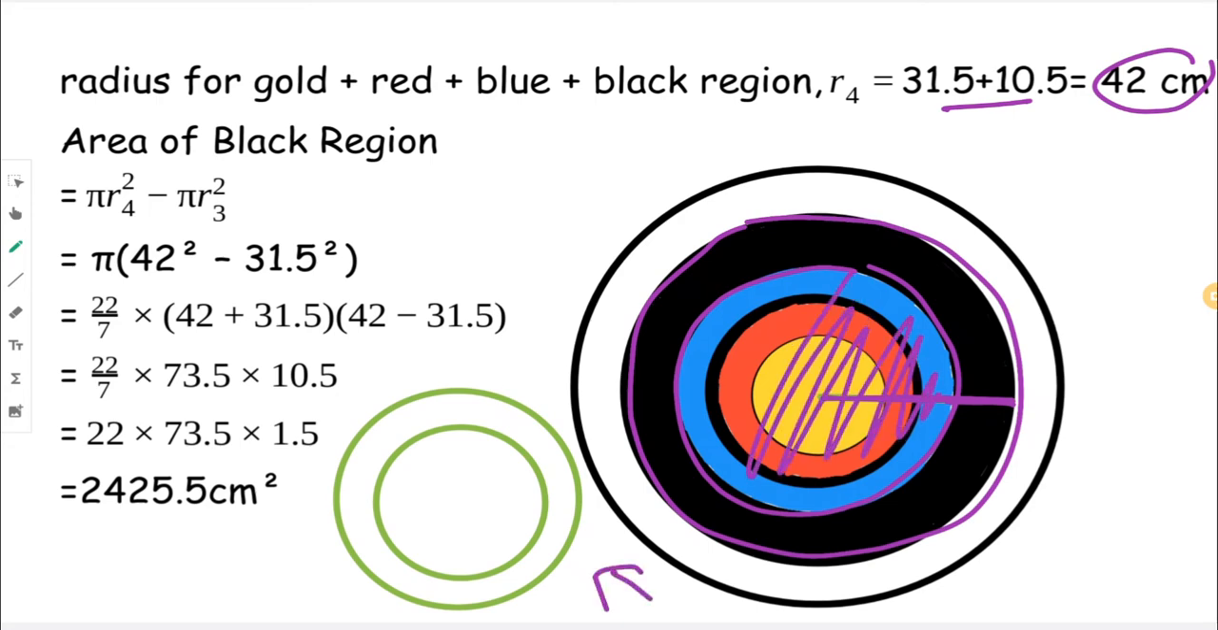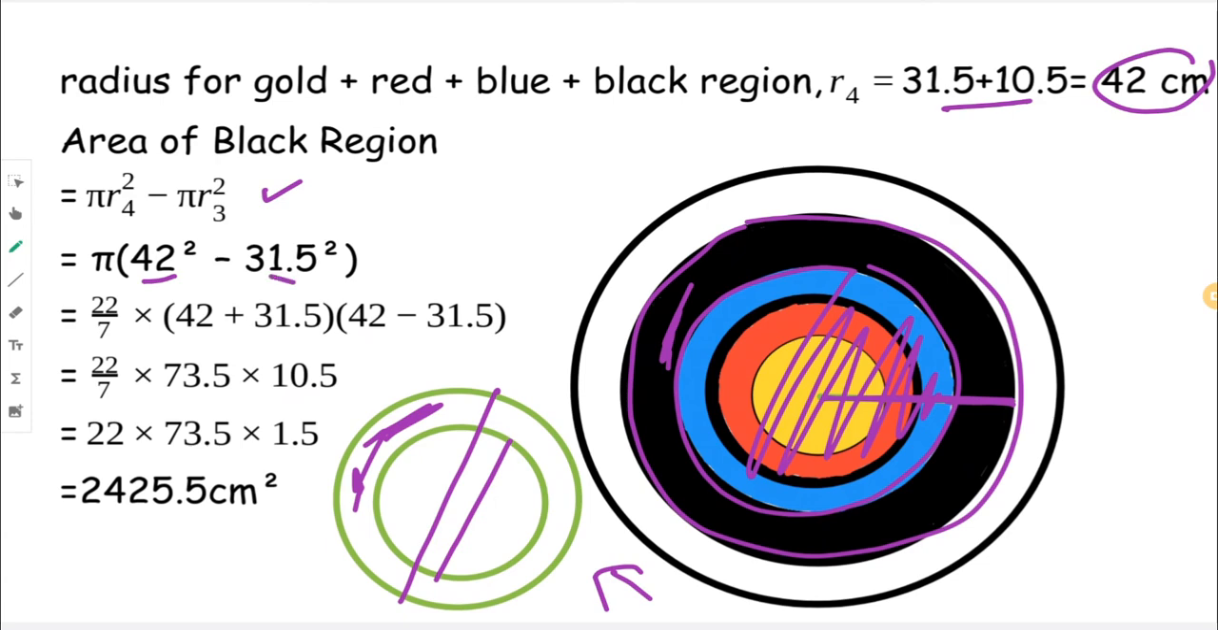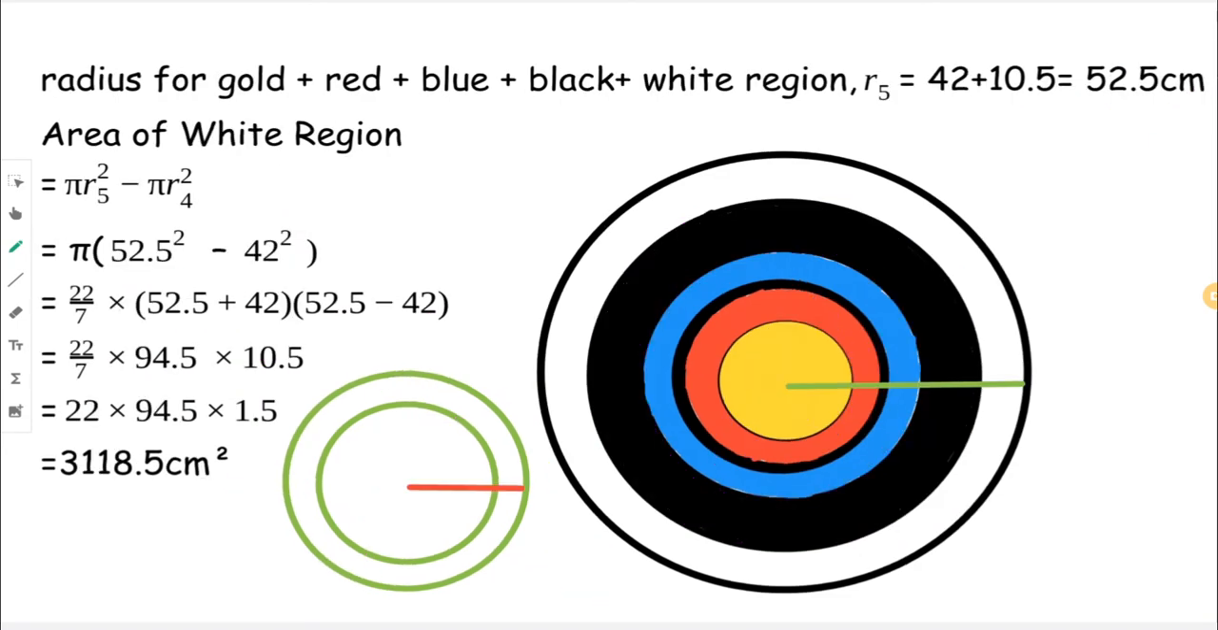So once again, the bigger area of the circle minus the smaller area of the circle, I'll get this region, which is our black region here. So radius 4 minus radius 3. Same thing again. r4 is 42. Then r3, if you look, r3 is 31.5, right? So I put the value again, a square minus b square. So a plus b, a minus b, the formula. Once you add this, you will get 73.5. Once you subtract, you will get again 10.5. Then 7 into 7, 7 5 are 35. Once again, multiply all the three, and you will get the area of the black region to be 2425.5 centimeter square.